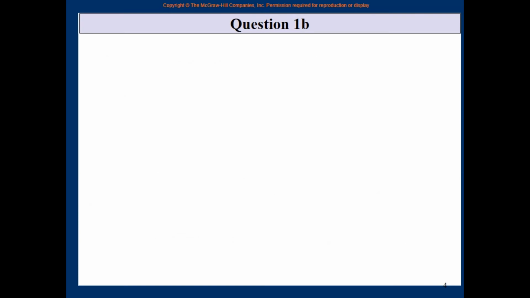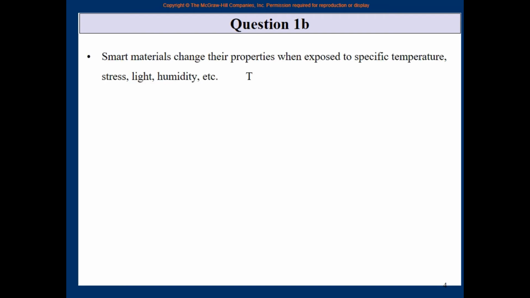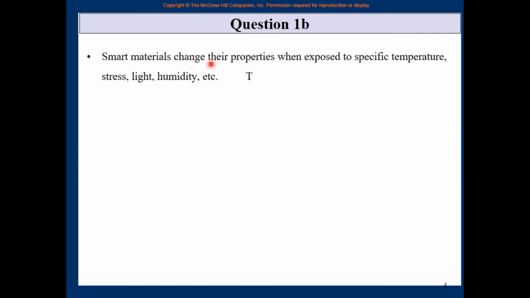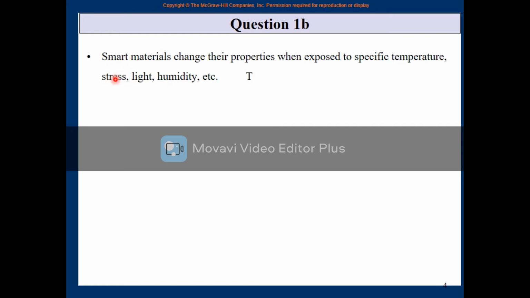Question 1b, what I am saying, 1b is also 1b in your quiz 1. This was the true false part, right? So let us see. Smart materials change their properties when exposed to a specific temperature, stress, light, humidity, etc. True. This is exactly what smart means. Smart means that if the temperature changes, they change their property automatically. If you change the loads, stresses, then they change their properties automatically. So it is like a material is thinking.